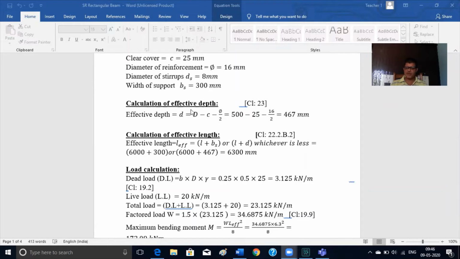How to calculate effective depth? We have already discussed: overall depth minus cover minus half of the diameter of the rod. This is given in clause number 23. You can go to clause number 23. Open your code book to clause number 23.